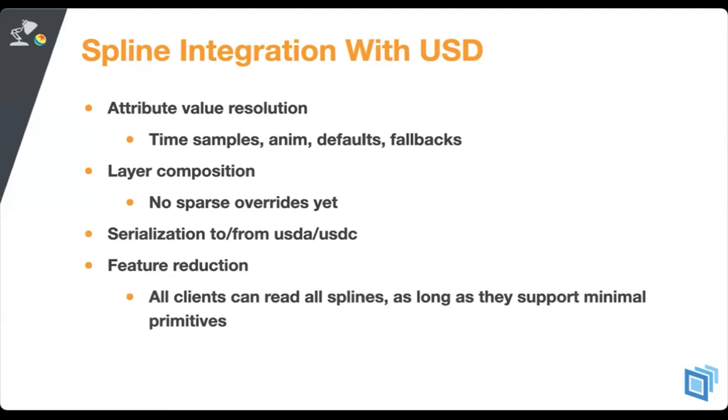So the idea is that we enumerate the features that splines require. And if there are features that a spline requires that your client doesn't support, you can request a translation into an alternate form that is within your feature set. And the USD view application will be able to have at least a basic visualization of splines over time.